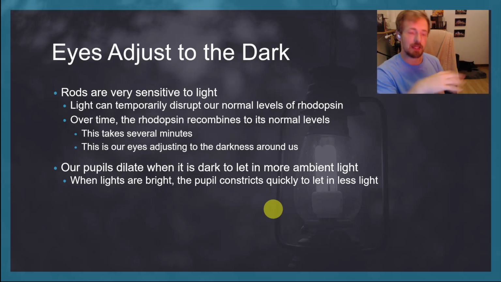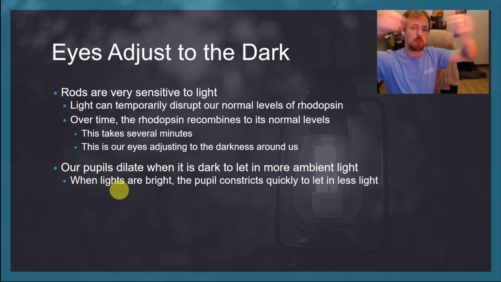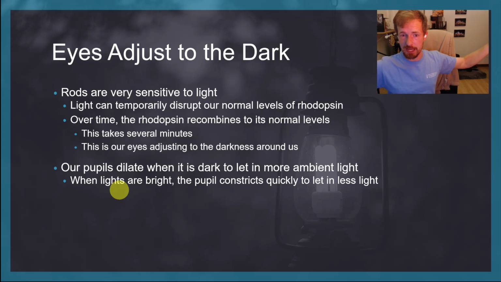And the other thing that happens is that our pupils are going to get wider. When our pupils get wider, it's letting in more light so that our rods can get all the very low levels of light that exist.